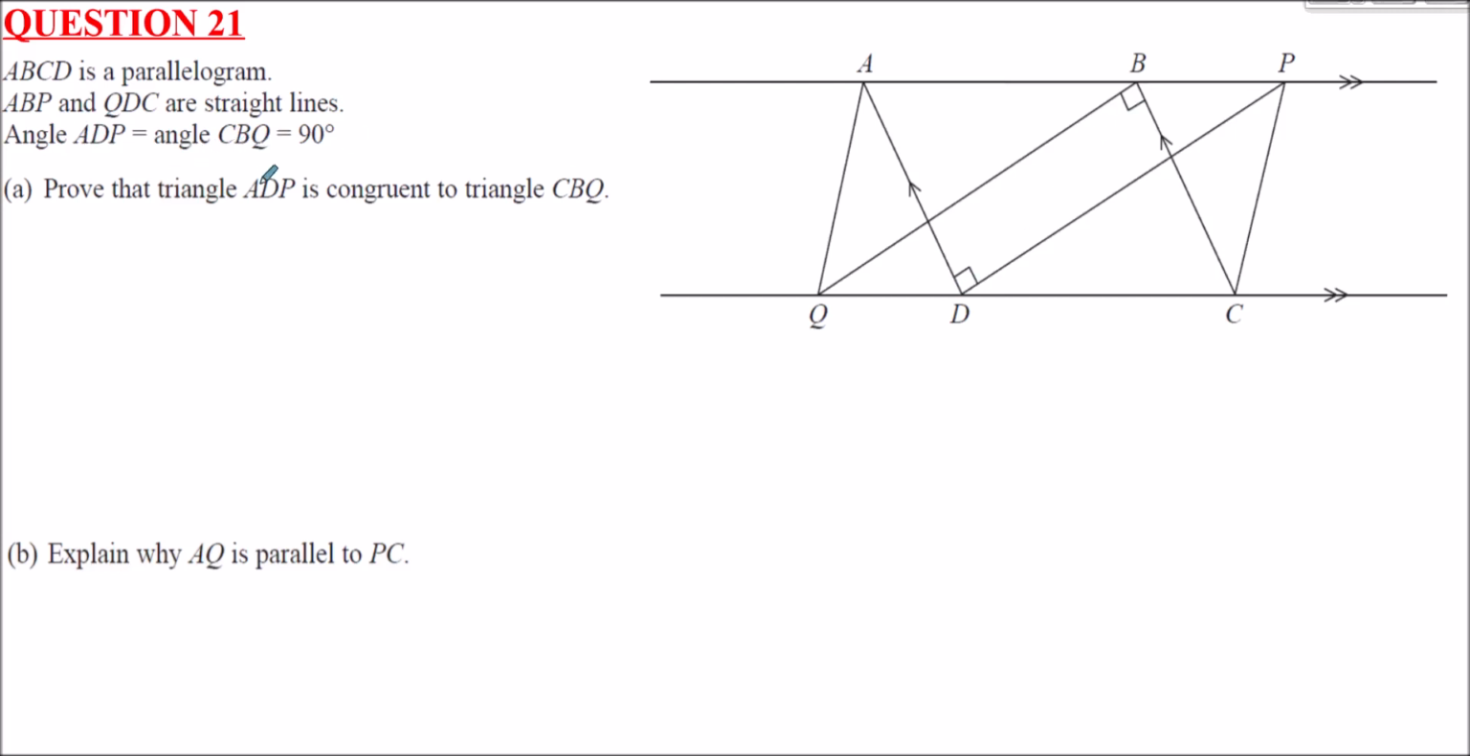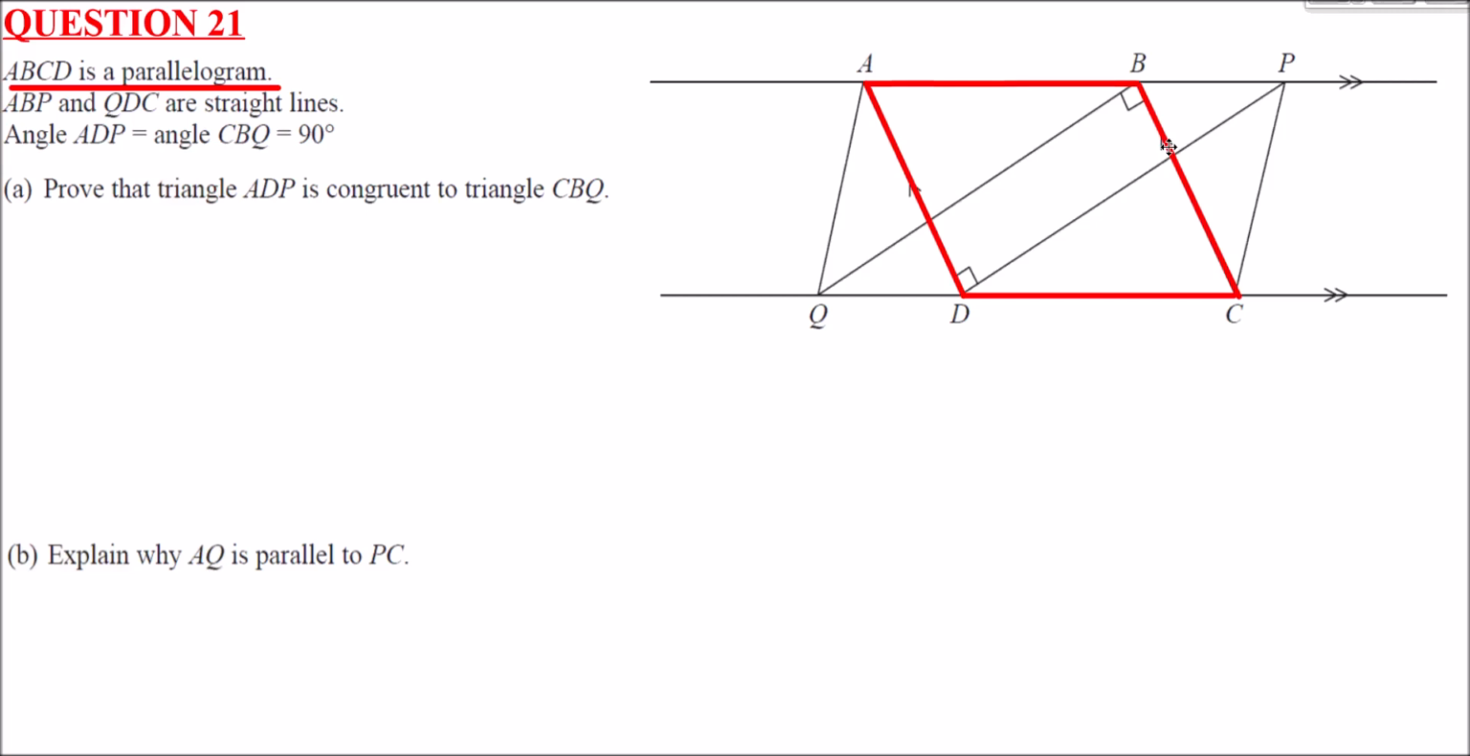We need to prove that triangle ADP is congruent, which means they're exactly the same size and exactly the same shape, to triangle CBQ. So I'm going to run this through with you step by step as clear as I can, and I apologise if it still sounds gobbledygook. So let's go forward. We're told ABCD is a parallelogram. So let's just look at ABCD first. It's this shape highlighted in red.